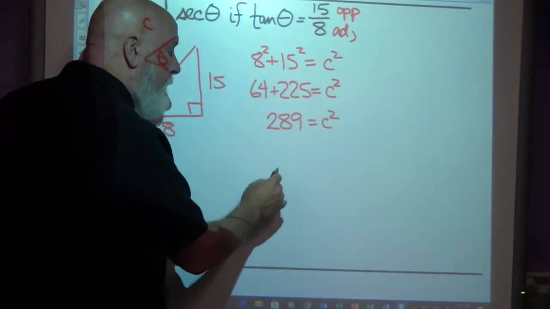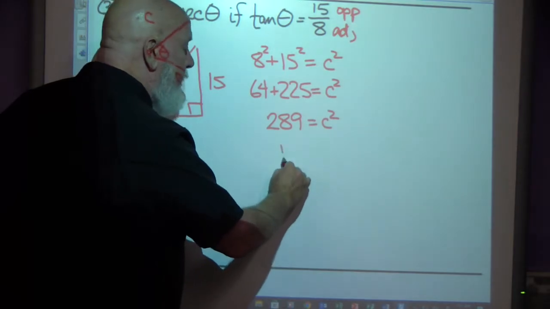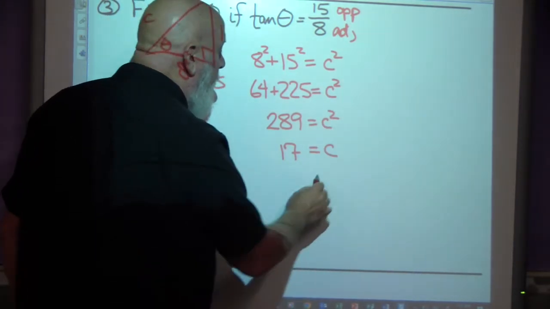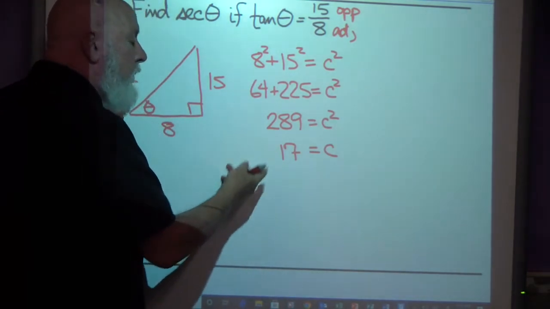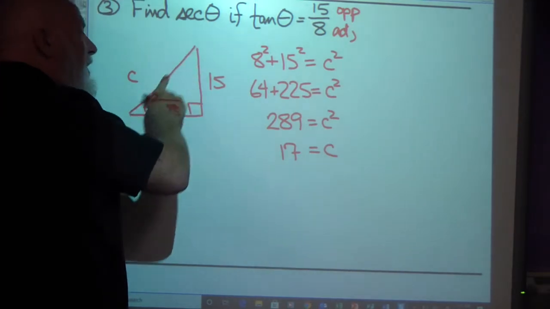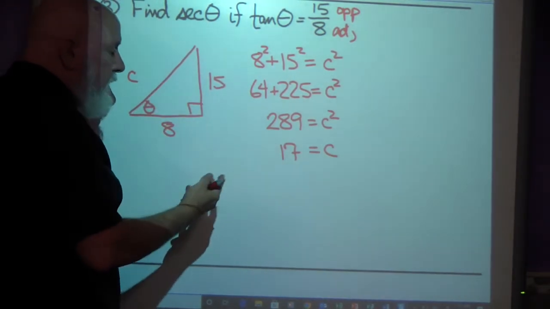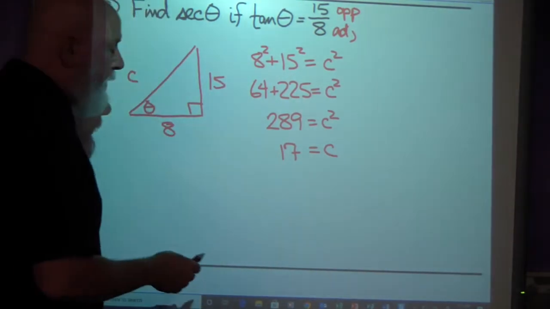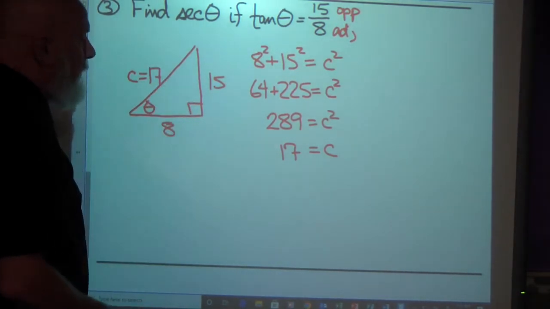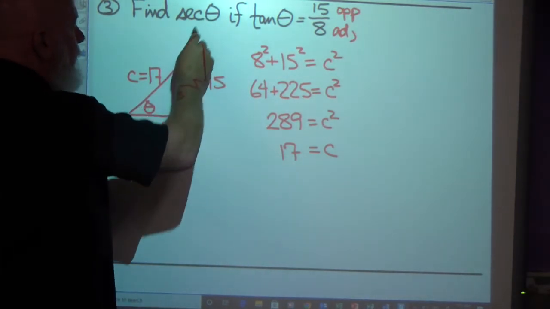We take the square root of both sides. The square root of 289 is 17, and the square root of c squared is c. And this would be plus or minus 17 if we were solving an equation without the context. But since we're talking about a distance, a length, there's no such thing as a negative length, so we're going to ignore the negative root. So c is 17. Now I have enough information to find the secant of theta.